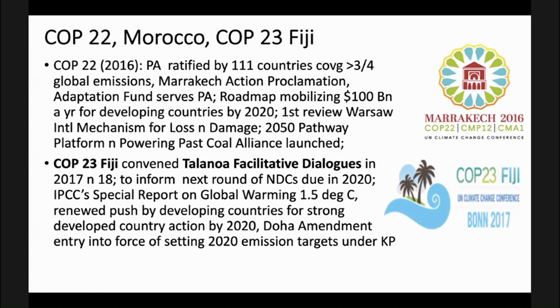Fiji, the first South Pacific island to host a COP, took a unique approach by convening the Talanoa facilitative dialogues, and we'll talk about that. It also introduced the IPCC special report on global warming, pushing for 1.5 degrees change, and renewed the push by developing countries for strong action by 2020.